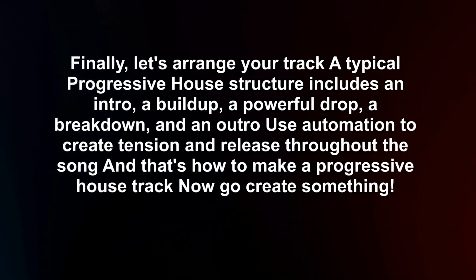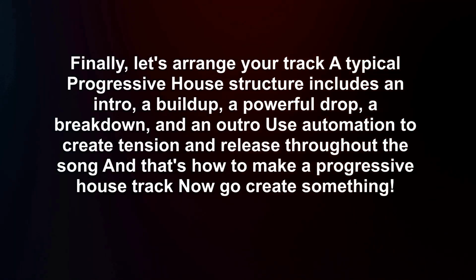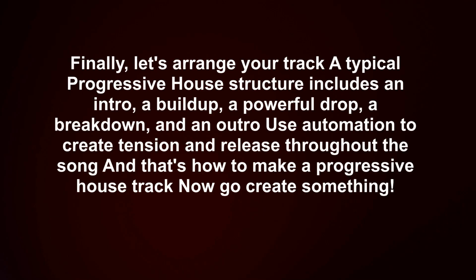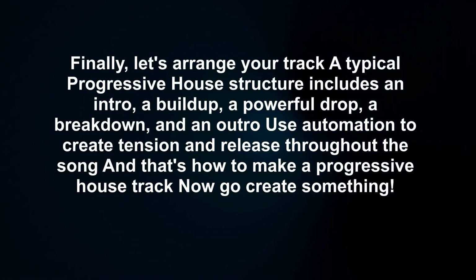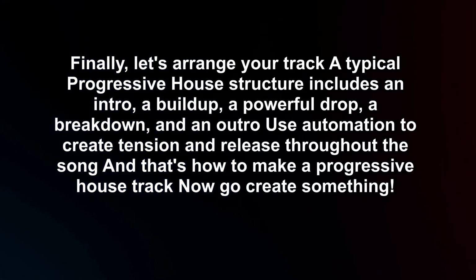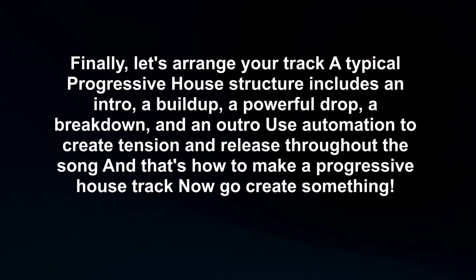Finally, let's arrange your track. A typical progressive house structure includes an intro, a build-up, a powerful drop, a breakdown, and an outro. Use automation to create tension and release throughout the song, and that's how to make a progressive house track.